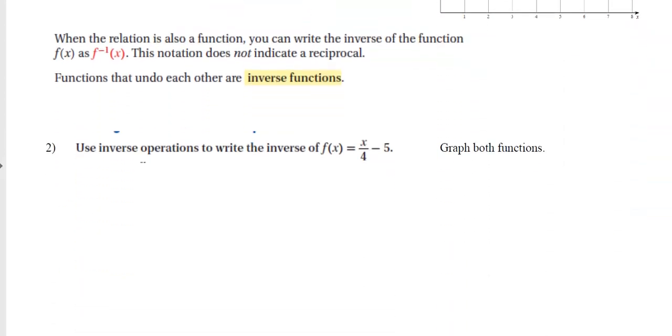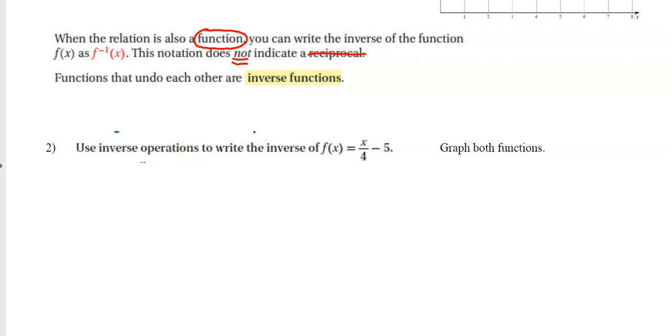Now it says when a relation is also a function, you can write the inverse of f of x as f -1 of x. I already just talked about that. But you can only do that when it's a function. Luckily the one up above was a function because there was no x that mapped to two different y's. So I was safe to use that. And as I said before, it does not indicate the reciprocal, so don't think of it that way.